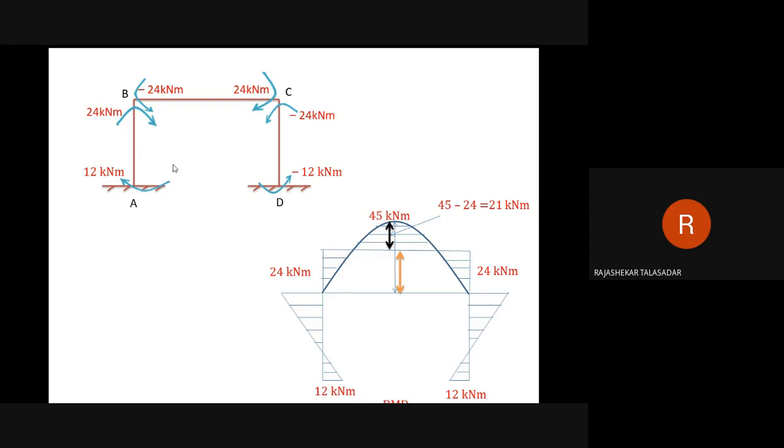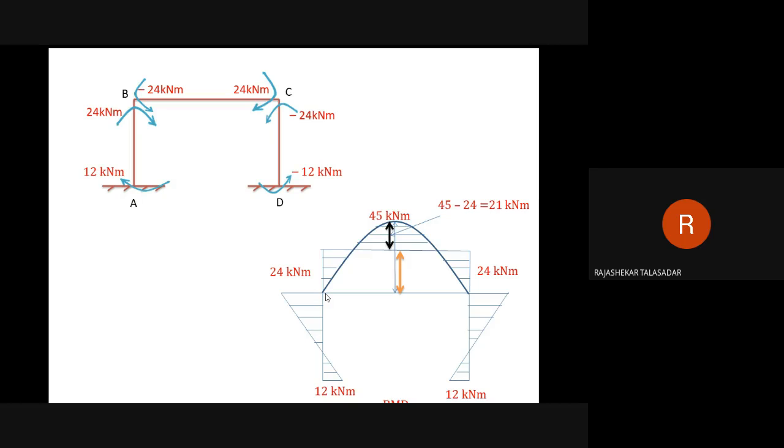Now you come to the top end of the column AB. If you turn the arrow like this, whether it pushes the top end towards left or right? Left. Very good. So I have marked here this 24 kilonewton meter left. Then join that 0 to 12, then this to this. Okay, then it goes here. This is one column.